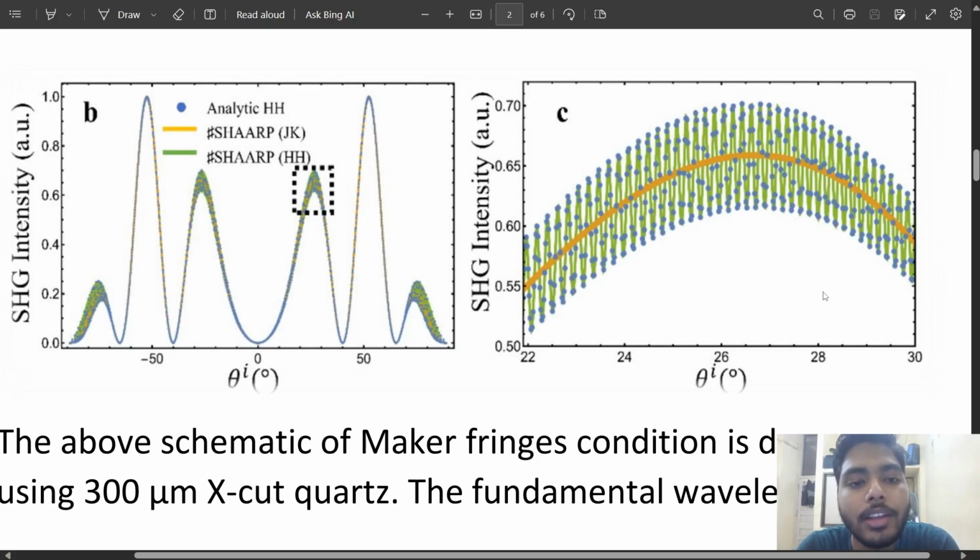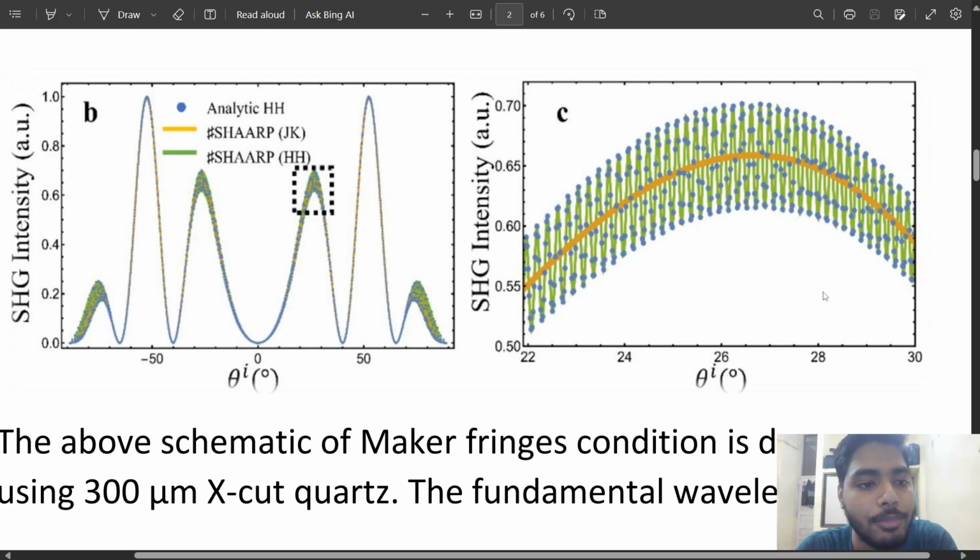by the experiments using a 300 micrometer X-cut quartz, X-cut uncoated quartz, obviously. And then all the same data had been fed to the SARP.ml, considering each method's assumption. In SARP JK we did the experiments in the software by considering the assumption of the JK, and in SARP HH we did the experiment of the SHG by considering the assumption of the HH, and we will try to see how it looks as compared to the analytical HH.